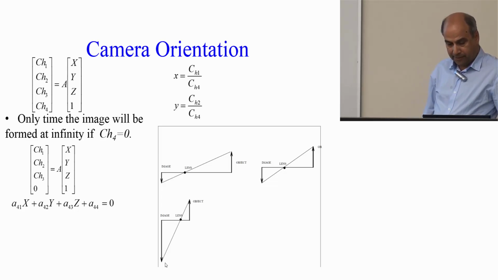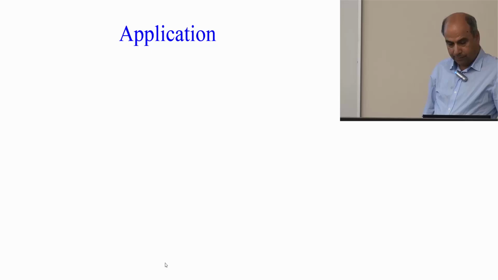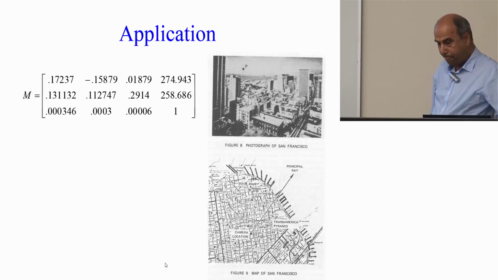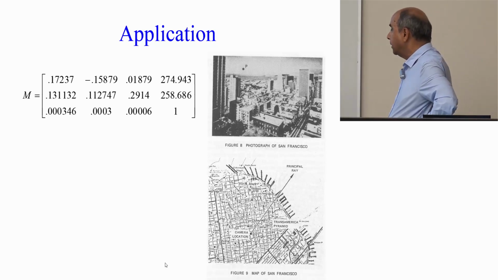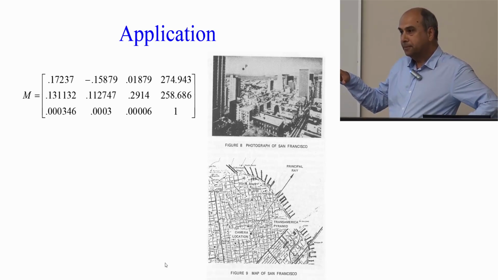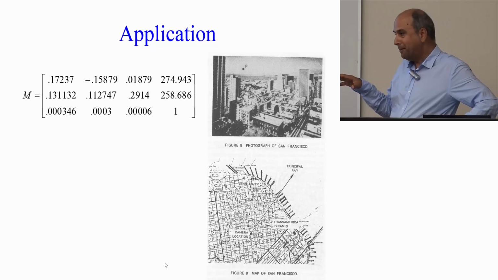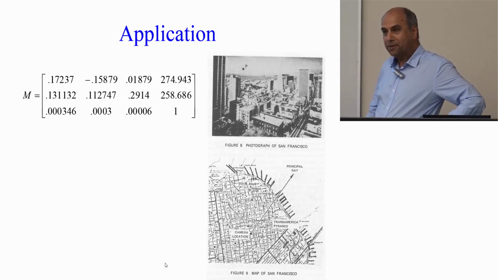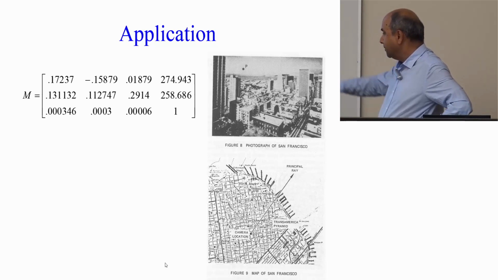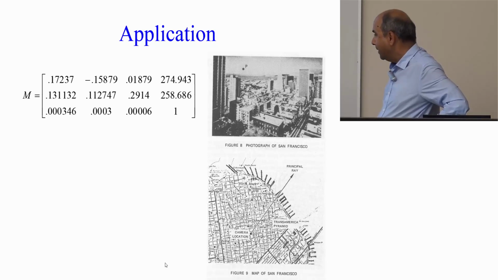Okay, so let's look at some examples. So here is the camera matrix. This was in San Francisco, and this is a map of San Francisco. How many people have been to San Francisco? Very few, yes, and amazing. San Francisco is the most popular city people visit. Anyway, so this is the big milestone. San Francisco is this pyramid and all these streets.